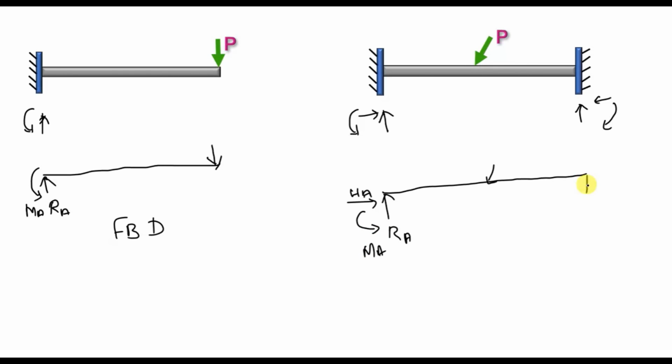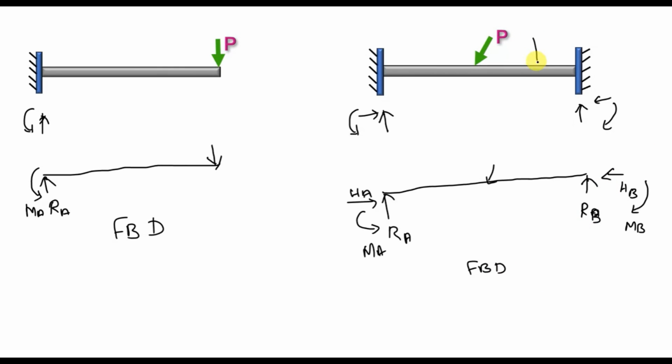This support is also the same. We have, sorry, this is Rb, and this one is Hb, and then this we can say as Mb. This is the free body diagram when you have both ends fixed and the load is acting inclined.